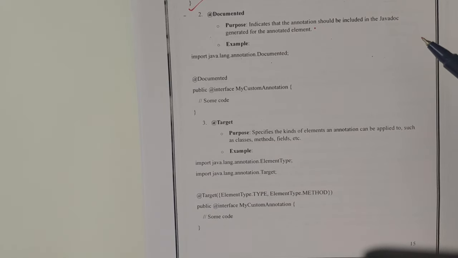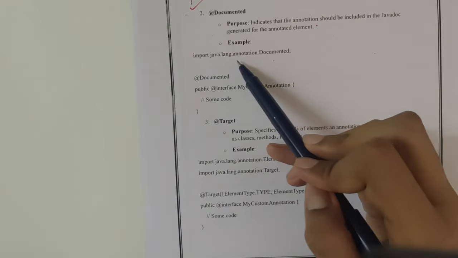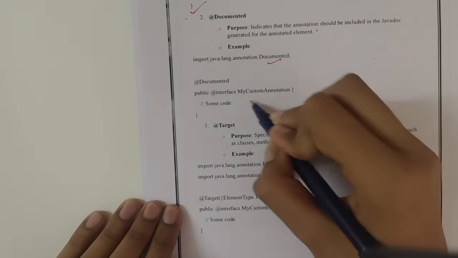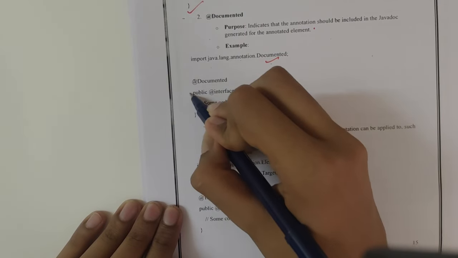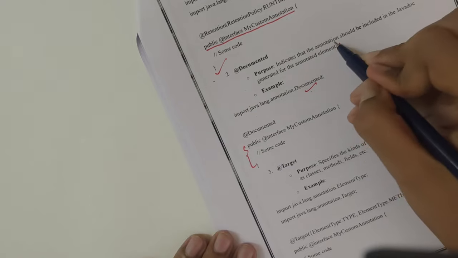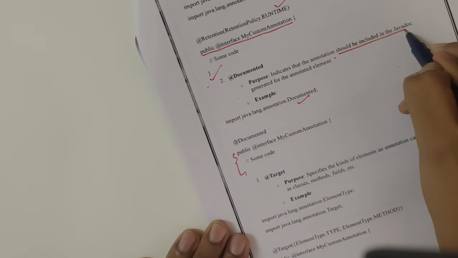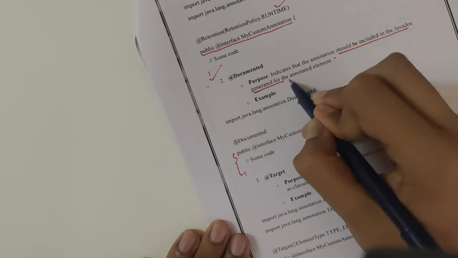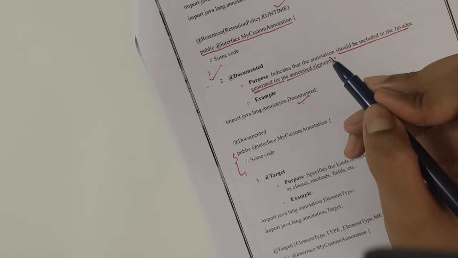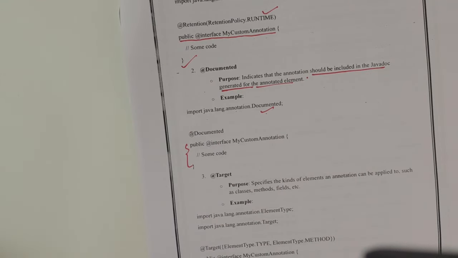Okay, so let's look into the code. This is the code for java.lang.annotation.Documented. Then we have @Documented, and again we are creating an interface for that. That means it indicates that the annotation should be included in the Javadoc generated for the annotated element, and it is mainly used for making it a part of the generated documentation.